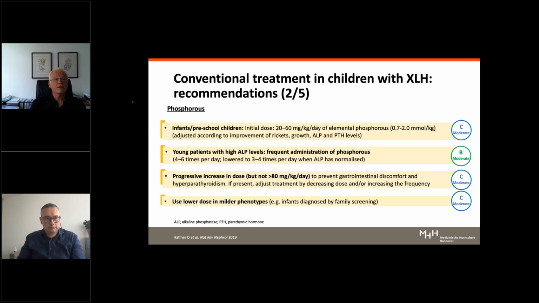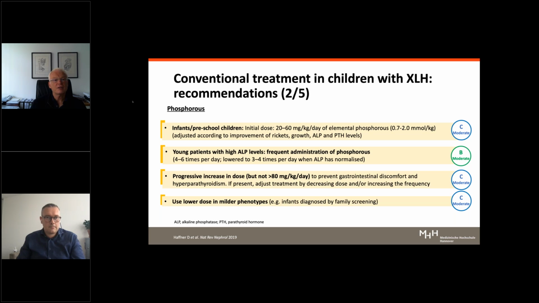So the starting dose for phosphate is 20 to 60 milligram per kilogram per day based on elemental phosphorus. That's very important. So you may also calculate just the millimole. Please remember, you give the patient phosphate salts, but the dosage is based on milligram elemental phosphorus. There's a lot of misunderstanding on this figure. Please always check the content of elemental phosphorus.